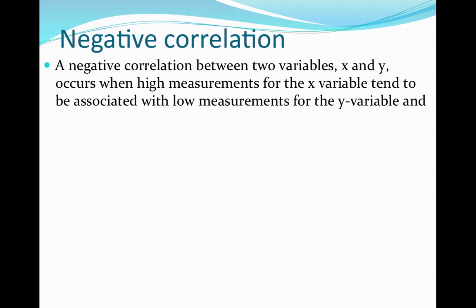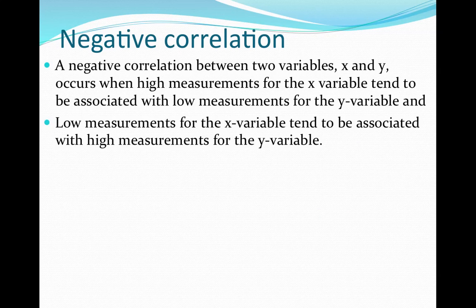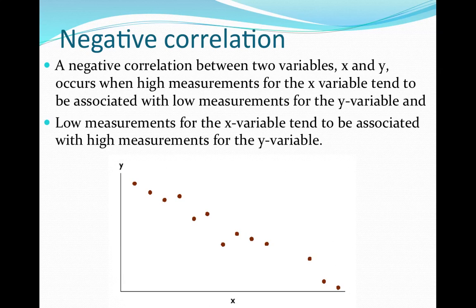Let's look at negative correlation. A negative correlation between two variables x and y occurs when high measurements for the x variable tend to be associated with low measurements for the y variable, and vice versa. The low measurements for the x variable are associated with high measurements for the y variable. Students often make the mistake of thinking that negative correlation means no correlation, and that's not true at all. A negative correlation can be a very strong correlation. It's just in the opposite direction from a positive correlation.